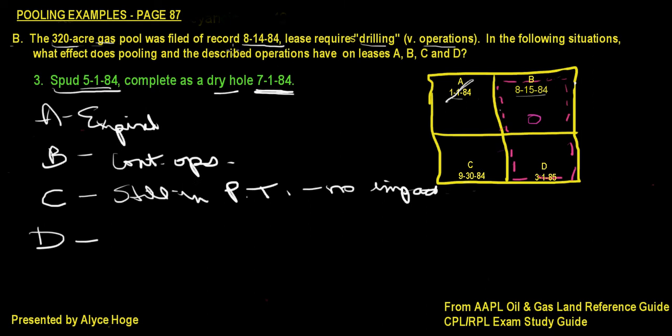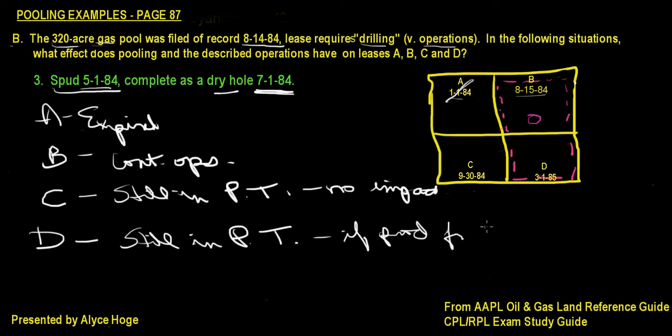The fact that we didn't record the gas pool until after the well was spud is not going to have any impact. So D is still going to be in the primary term, and if there's production, then D is going to be held by production.